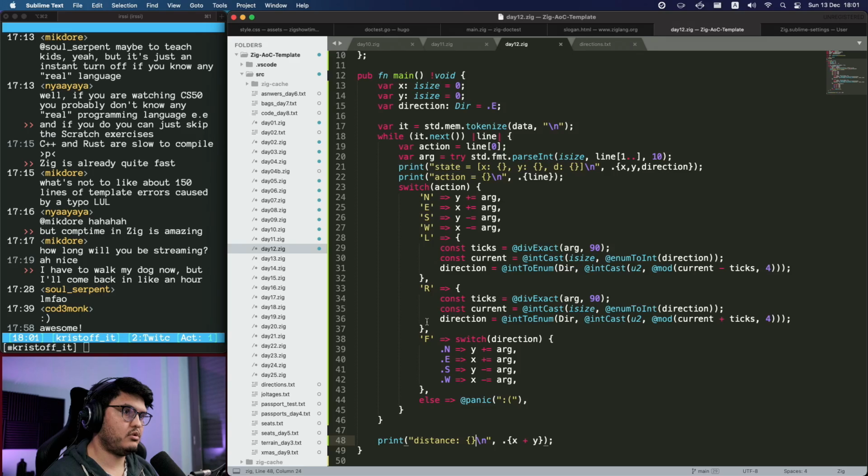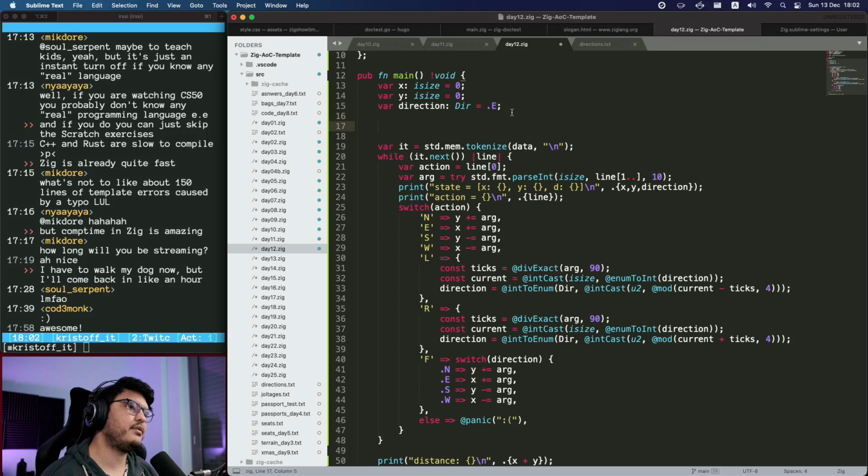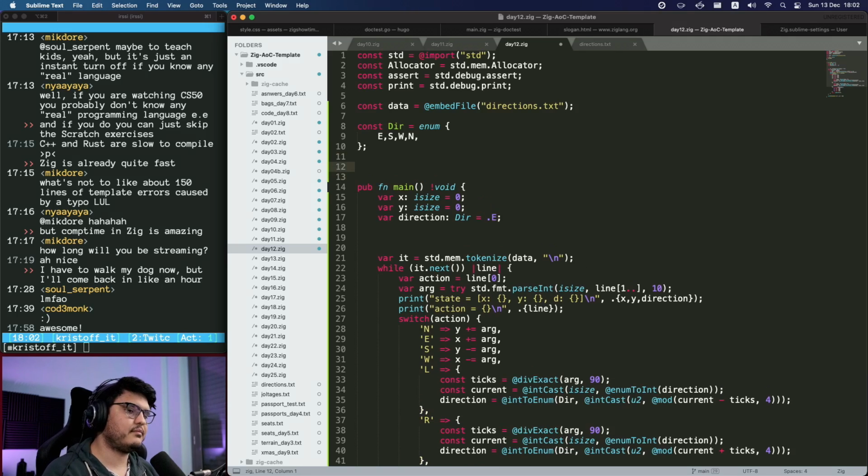Whoa. So we have this information about the ship. Do we still care about this? Well, we do, but now it's not the ship anymore. Now it's the waypoint. So the waypoint has these. I think now we need structs. I think it's easier now if we have structs. I think it's definitely easier if we have structs.